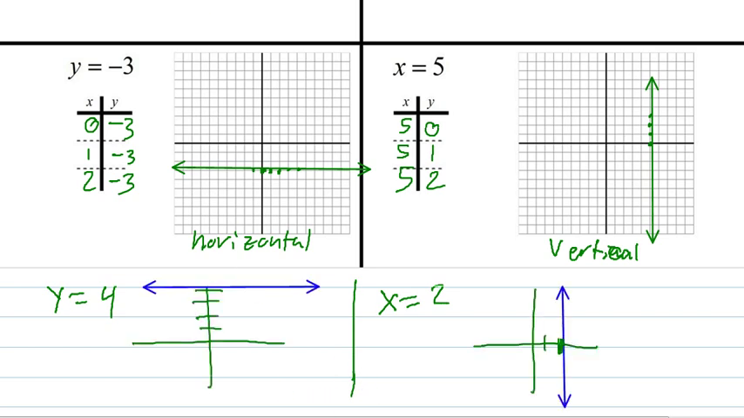And you should have gotten that. You should have a line crossing the Y-axis at 4, and a line crossing the X-axis at 2, vertically and horizontally.